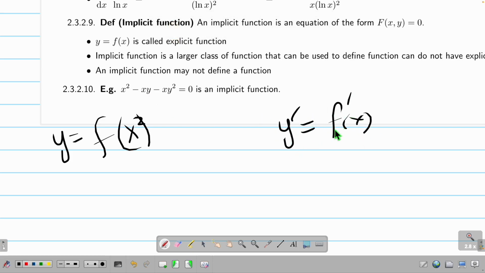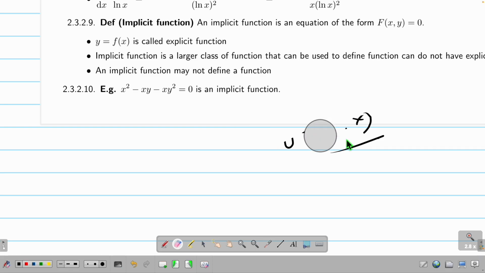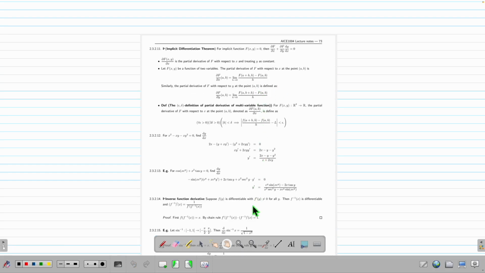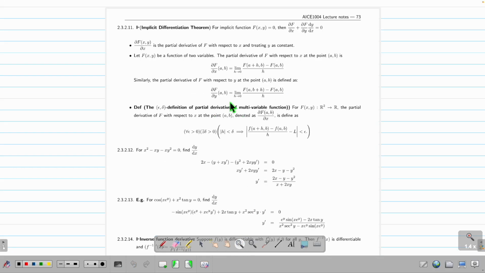So you cannot look at the expression and find dy/dx. This one is hard to do. Then what? Here's the idea. You do implicit differentiation, which needs a new thing called partial derivative. This is not the focus of this module. I just let you know this thing exists.